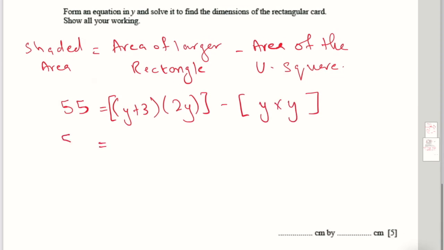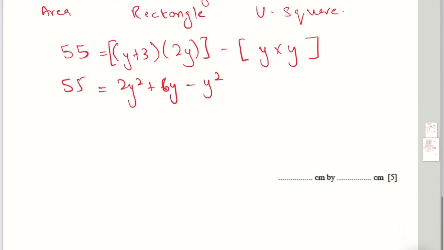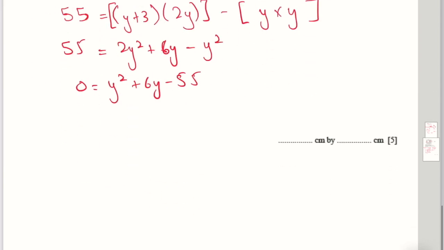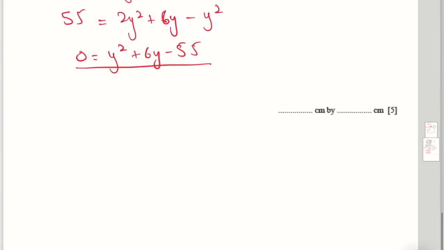Okay, let's solve this. 55 equals 2y times y is 2y squared plus 2y times 3 is 6y minus y squared. Now let's bring everything to one side. I'll bring it to the right, so 0 is equal to y squared plus 6y minus 55. Now the question says form an equation in y and solve it to find the dimensions of the rectangular card. We formed an equation in y, so first we need to solve this equation. How do we solve this? We use the quadratic formula.